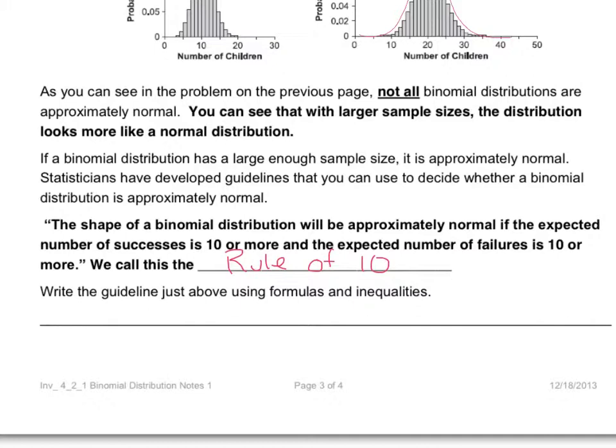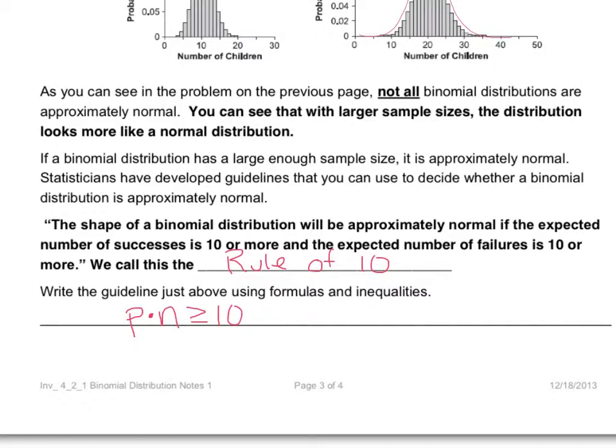Okay? So we can write this as just a series of formulas. Remember, yesterday we talked about how to calculate the expected number. We take that probability of success and we multiply it by the number of trials. And if we have the number of successes as 10 or more, then we can say that that distribution will be approximately normal. So what we're going to write here is 10 or more. Well, that would be thought of as P times N needs to be greater than or equal to 10. Hey, that kind of rhymes.